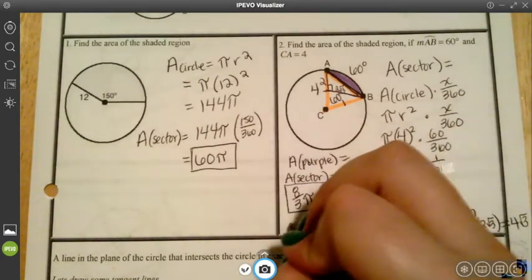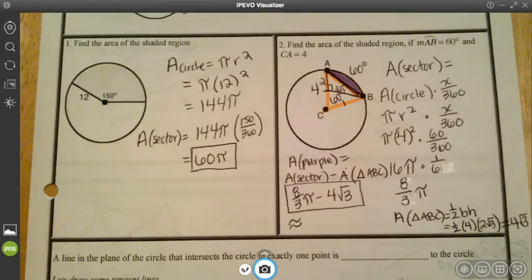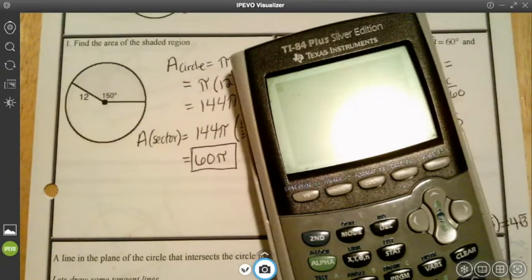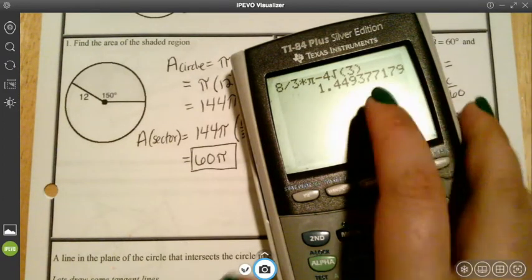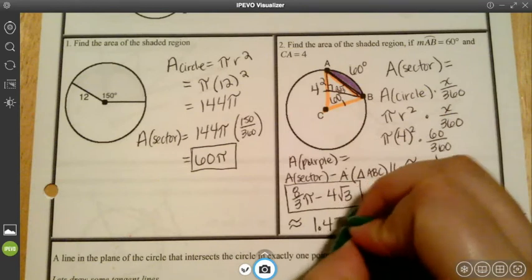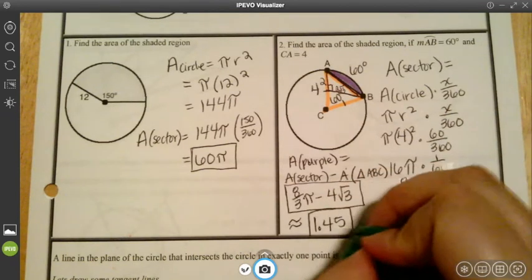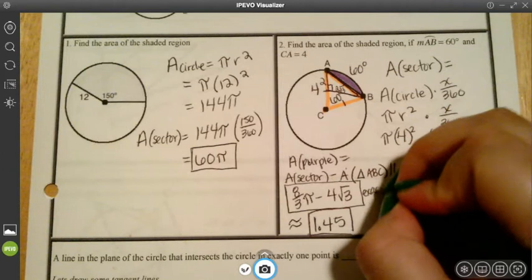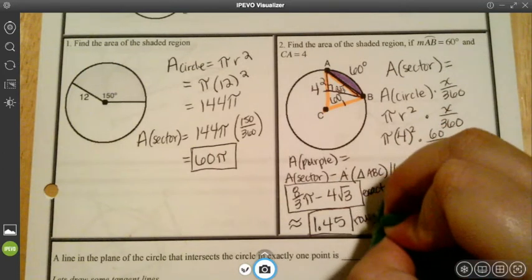That is pretty messy. So the simplified answer, putting into our calculator, 8 over 3 times pi minus 4 times the square root of 3 is 1.45. So this is exact, and this is rounded.